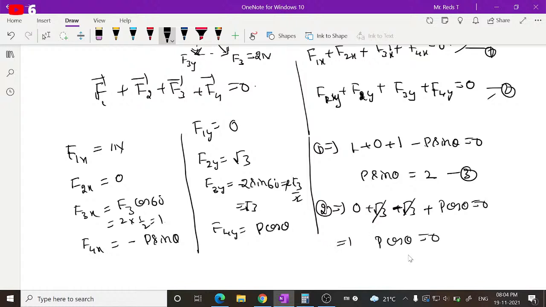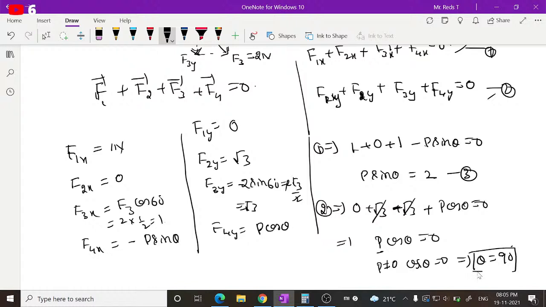Anyway, p cannot be 0, so we take cos theta equal to 0. If cos theta is equal to 0, for what value of angle will cos be 0? 0 degrees or 90 degrees? 90 degrees. So theta is 90.